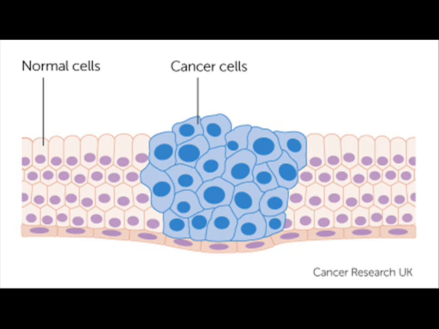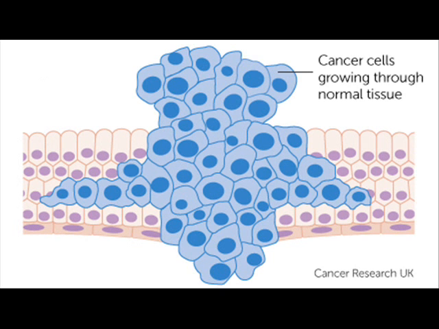How does cancer start? Cancer starts when gene changes make one cell or a few cells begin to grow and multiply too much. This causes a growth called a tumor.